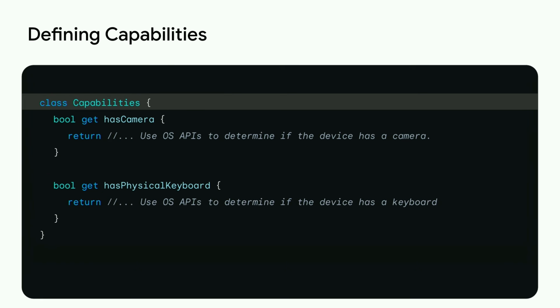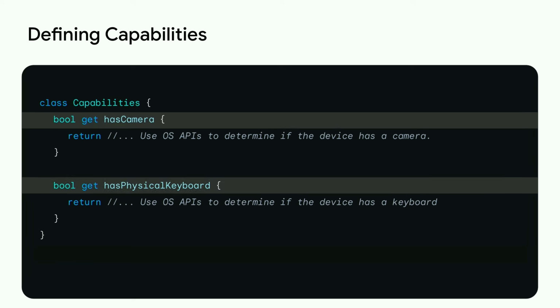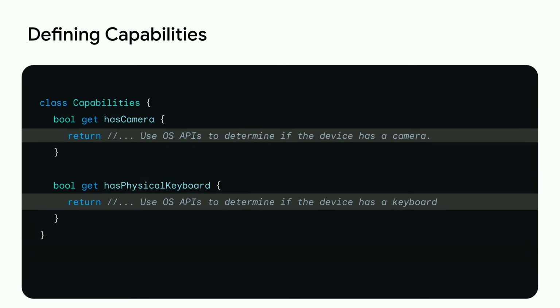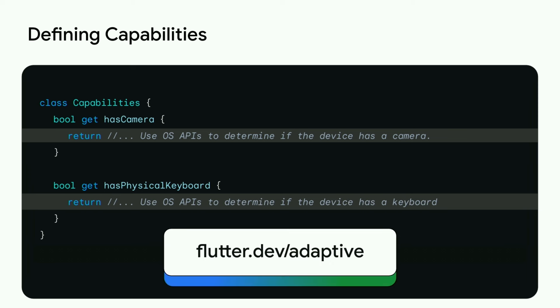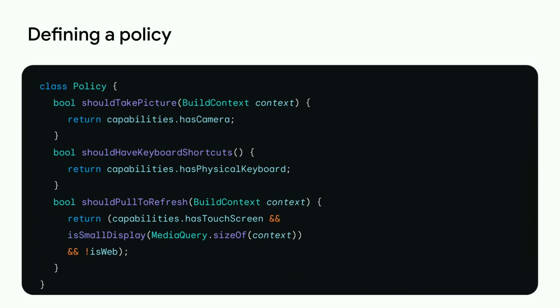Instead of checking the platform and assuming certain behaviors, we can define a capabilities class to determine whether a device has, well, certain capabilities. Here, we define methods to determine whether a device has a camera or a keyboard. Then you can write a plugin to check the native platform's APIs for the exact hardware that you need. Now, I know this piece is a little hand-wavy here. Please check out flutter.dev/adaptive for more in-depth guidance on this piece.